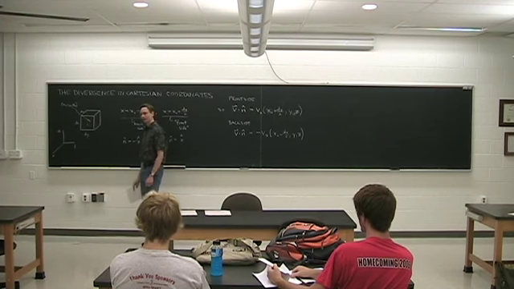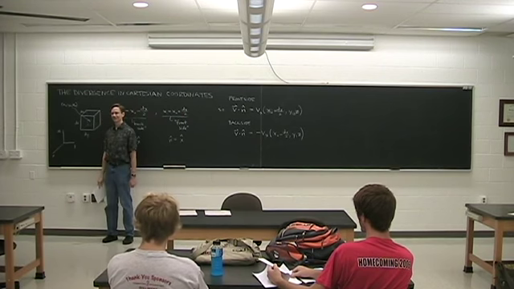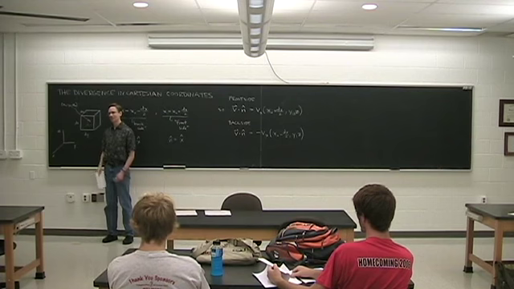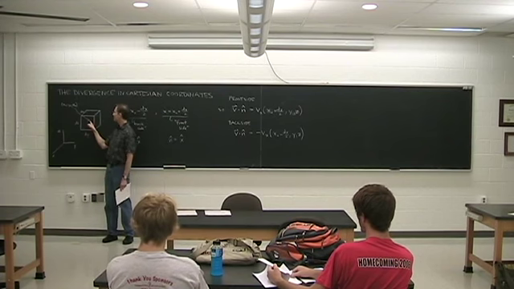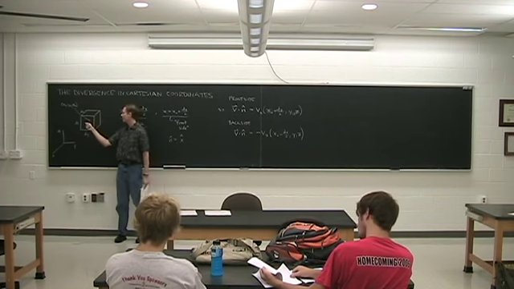Yeah, y0 and z0, and what about the x coordinate? Dx over 2, right? Because the center of this thing is at x naught, y naught, z naught. We just said the center of this thing is sitting at x naught, y naught, z naught.